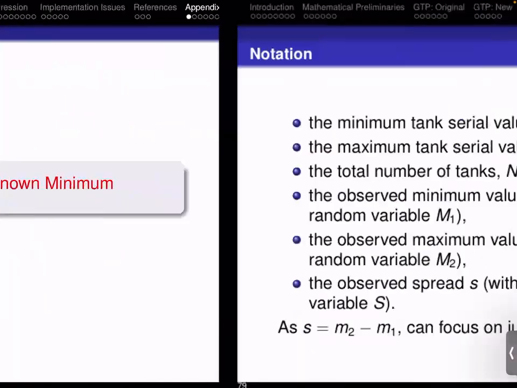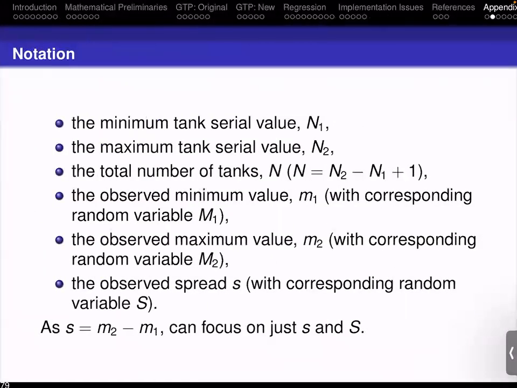I want to just quickly go through, just because I'm recording this, the slides that show how you would do the calculation when you don't know the starting point. So if you now go from N1 to N2, the number of tanks is N2 minus N1 plus 1. The observed minimum tank is little m1. The observed maximum is little m2. The spread is m2 minus m1.